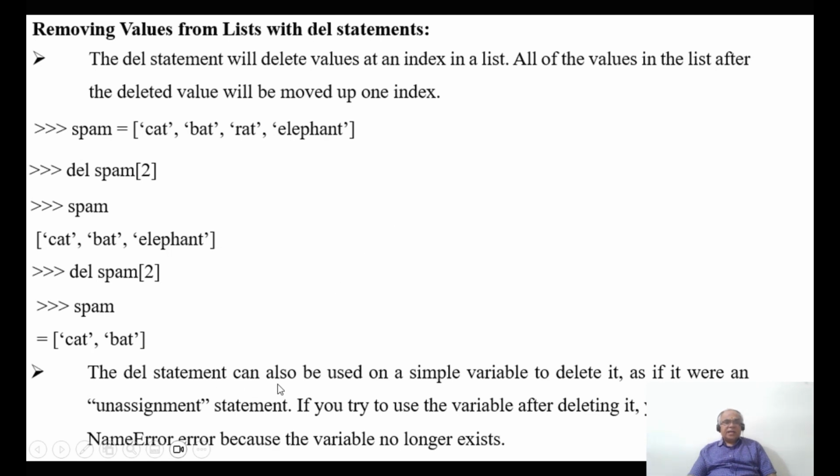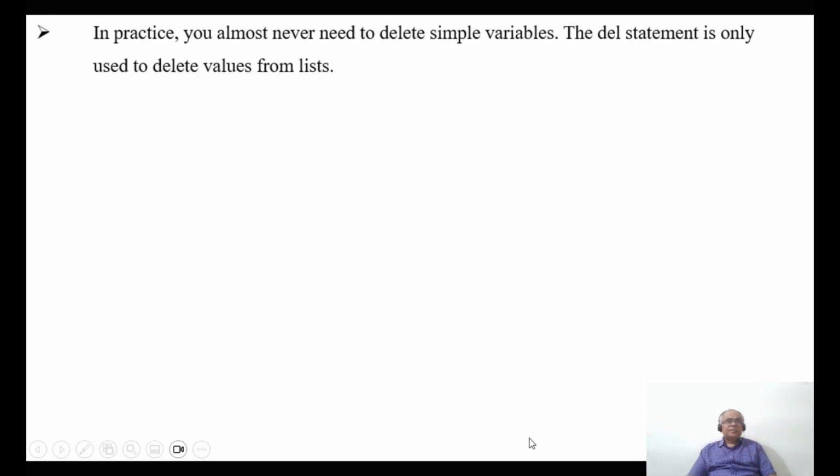The del statement can also be used on a simple variable to delete it, as if it were an unassignment statement. If you try to use the variable after deleting it, you will get a name error because the variable no longer exists. In practice, you almost never need to delete simple variables. The del statement is only used to delete the values from the list.